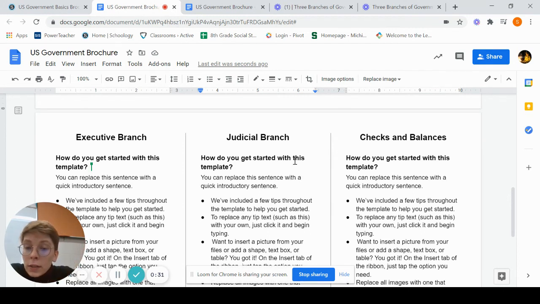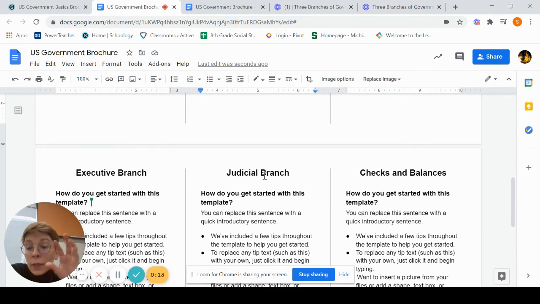So all of this is here. You can delete, edit, make it colorful, put in pictures, anything that's going to help you try and remember and take all this information we've talked about and put it in your own words, in your own way. So that is the brochure. We're going to work on this today and tomorrow. So next assignment isn't until Thursday.